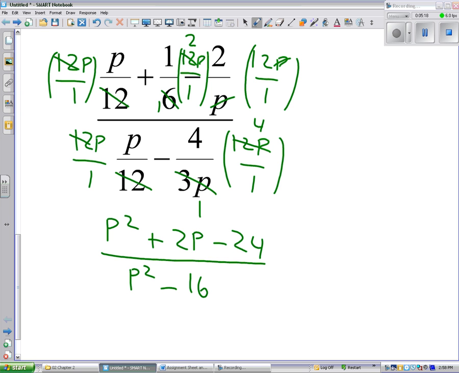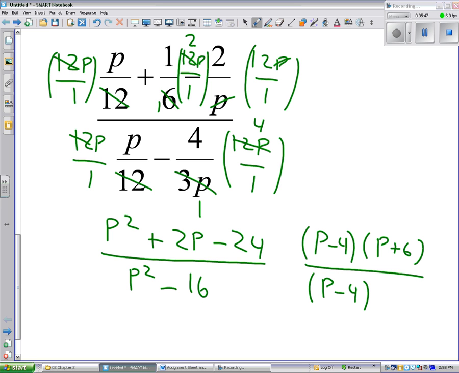Now all the small fractions have been eliminated, so now we need to factor what is left. Our p squared plus 2p minus 24 factors into p minus 4 times p plus 6. The denominator is a difference of perfect squares, so that factors into p minus 4 times p plus 4.